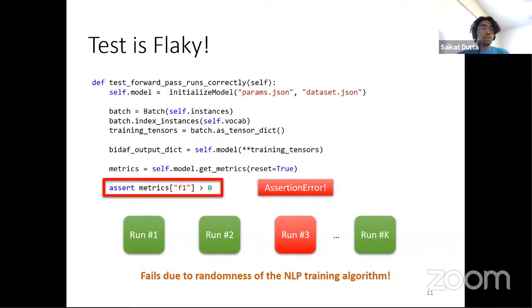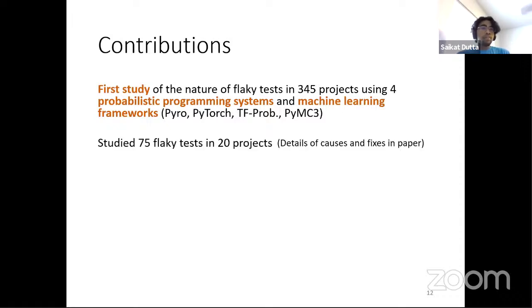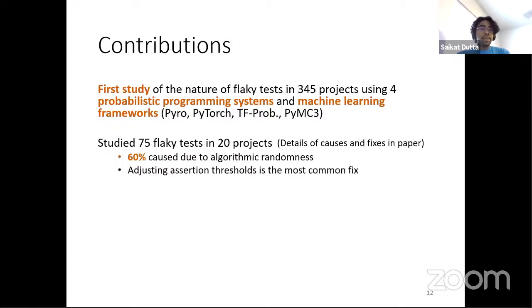But first, let me talk about the contributions of our work. In this paper, we conduct the first study on the nature of flaky tests in 345 projects, which include 4 probabilistic programming systems and machine learning frameworks, namely Pyro, PyTorch, TensorFlow Probability, and PyMC3. We found 75 flaky tests and studied them, which are spread across 20 of these projects. I won't go into details of the empirical study, and you can find more about it in the paper, but here let me highlight some important insights from the empirical study. First, 60% of these flaky tests are actually caused by algorithmic randomness, which makes it a major category. And second, adjusting the assertion thresholds, like the one that we saw in the example, is the most common fix that developers choose to fix these tests.